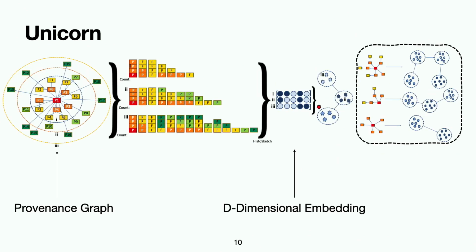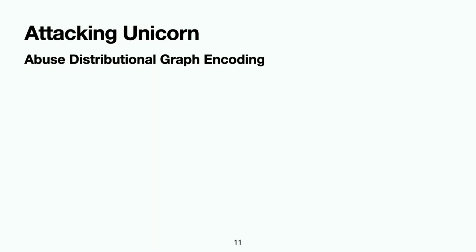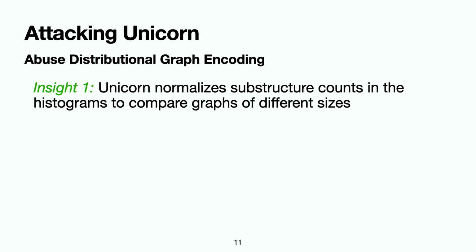So Unicorn goes from this provenance graph rich in information and scales it down to this d-dimensional embedding to represent it. By doing so, Unicorn is losing key information from the graph that allows the attacker to evade detection. We refer to this attack as abused distributional graph encoding. The way it works is by this first insight, where Unicorn normalizes the substructure counts in the histogram. This allows Unicorn to compare against graphs of different sizes.